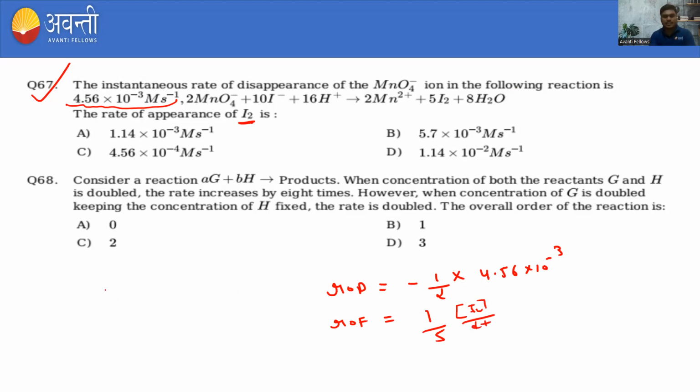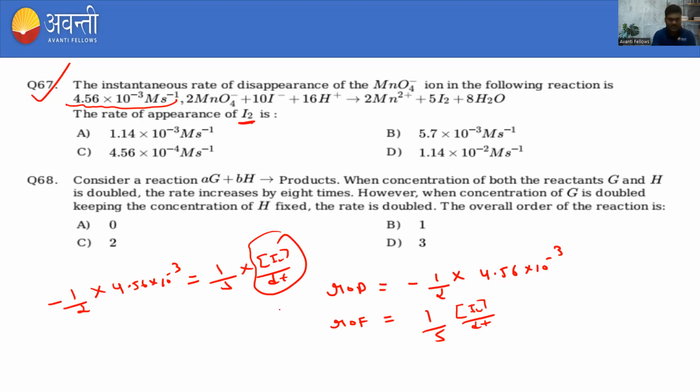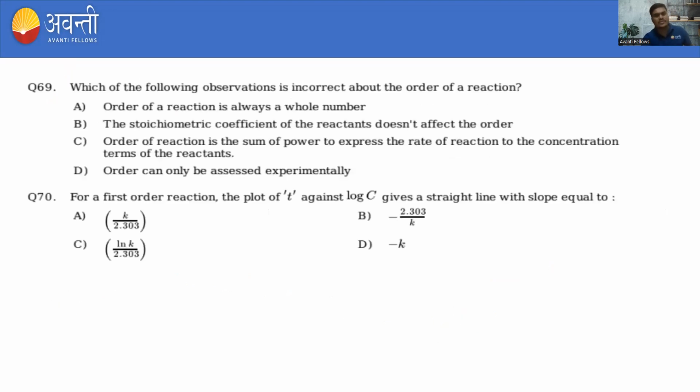So according to the rate law, rate of reaction must be equal. So we can equate this, that is minus 1 by 2 into 4.56 into 10 power minus 3, and this must be equal to 1 by 5 into the concentration of I2 upon dt. So this value you need to calculate. On solving, you'll get the value 1.14. So this is how you can actually solve this question. Basically in this class, we will solve all such questions related to this chapter. So let me solve the last question as well.